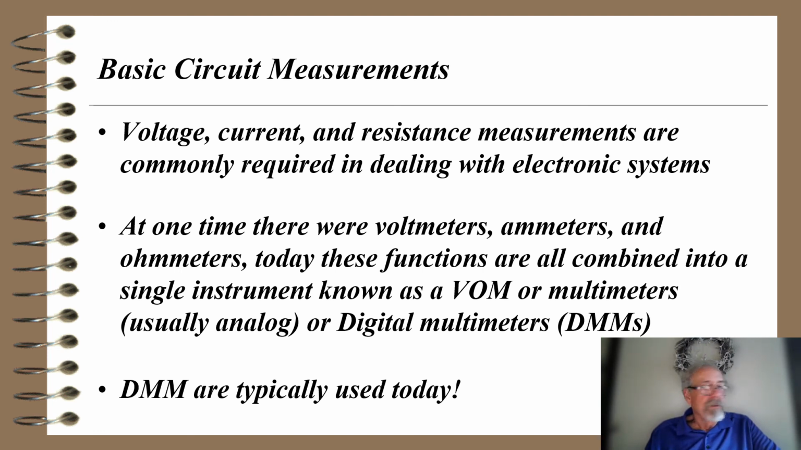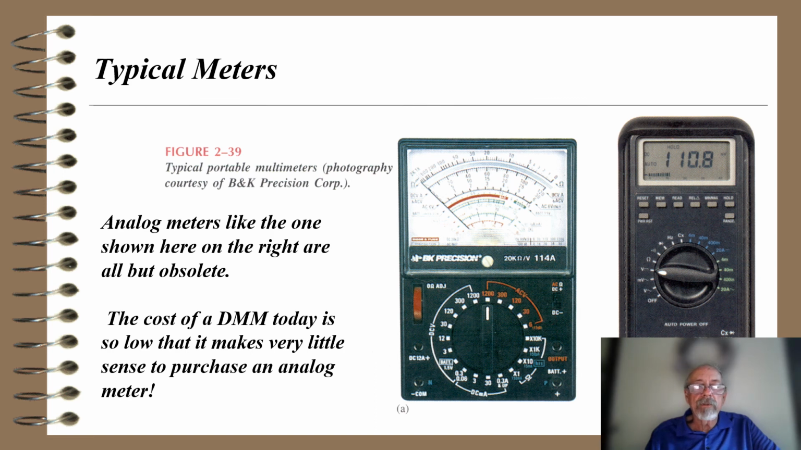So here are some old-fashioned ones. On the left is an analog meter. It's all but obsolete. On the right is a digital meter. The cost of a DMM today is so low it makes very little sense to purchase an analog meter anymore. The DMMs will give you a digital output reading.